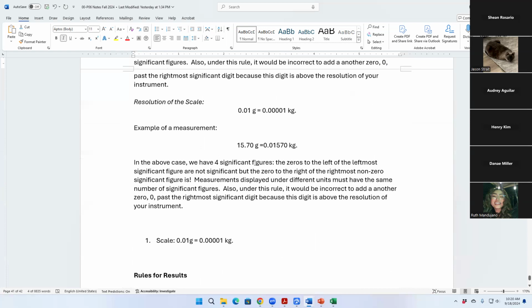In the above case, we have 4 significant figures. The zeros to the left of the leftmost significant figure are not significant. But the 0 to the right of the rightmost non-zero significant digit is. Measurements displayed under different units must have the same number of significant digits. Also under this rule, it would be incorrect to add another 0 past the rightmost significant digit because this digit is above the resolution of your instrument. Okay.